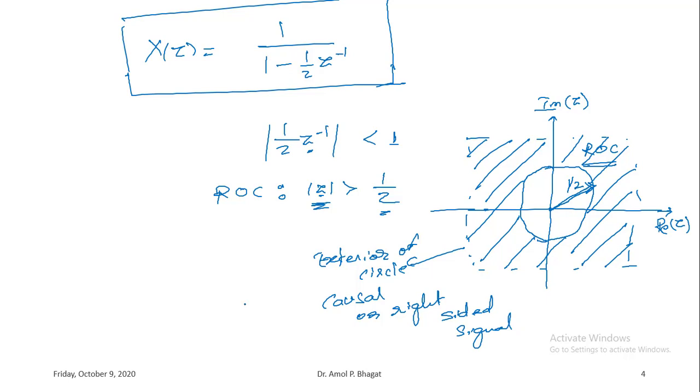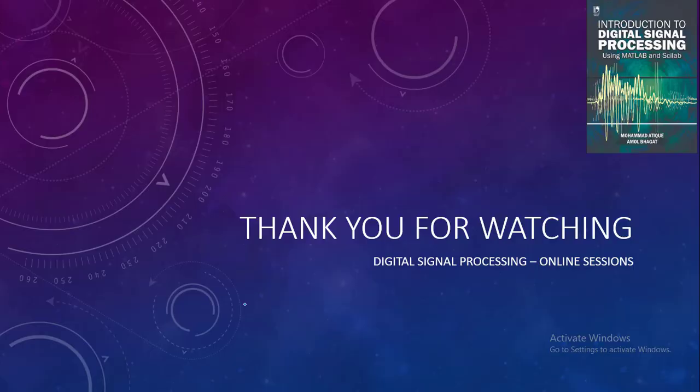So in the next session we'll be discussing one more example, and we'll try to again plot the ROC in that example, as well as identify different conditions of the ROC for the z transforms. Those topics we'll be discussing in the next session.